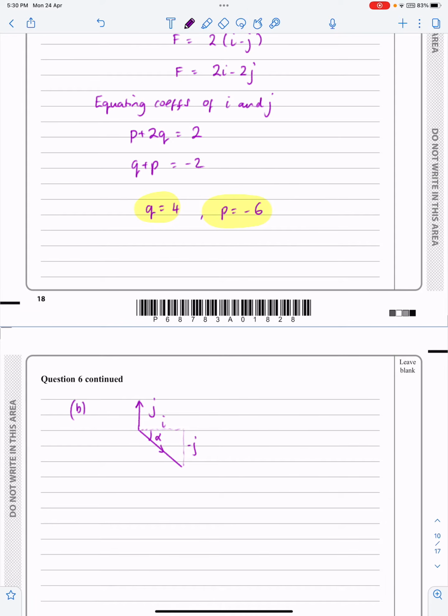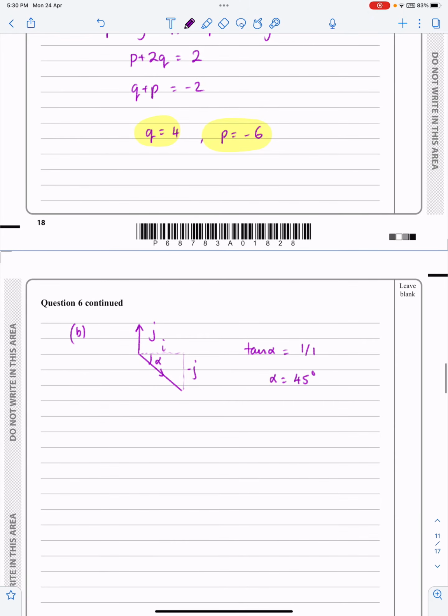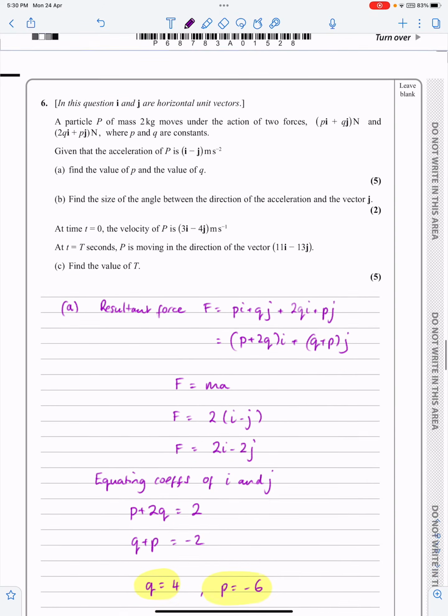Now I can see it's 45 degrees because it's I and J, just 1 and 1, but let's just work it out. Tan alpha would work out to be 1 over 1, so alpha would work out to be equal to 45 degrees. So angle needed equals 90 + 45 equals 135 degrees there. Okay, part C.